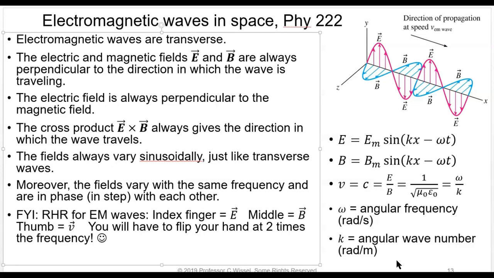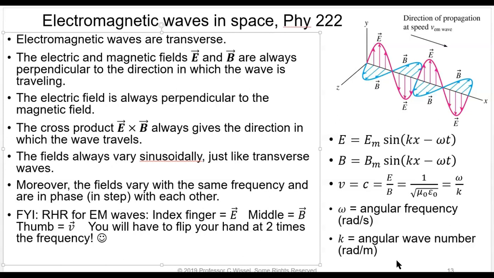So we say that E equals E max times the sine of kx minus omega t, and B equals B max times the sine of kx minus omega t. Now, E max and B max are the amplitudes of the waves. v, of course, is c, and that's the speed of light, and that is E over B.